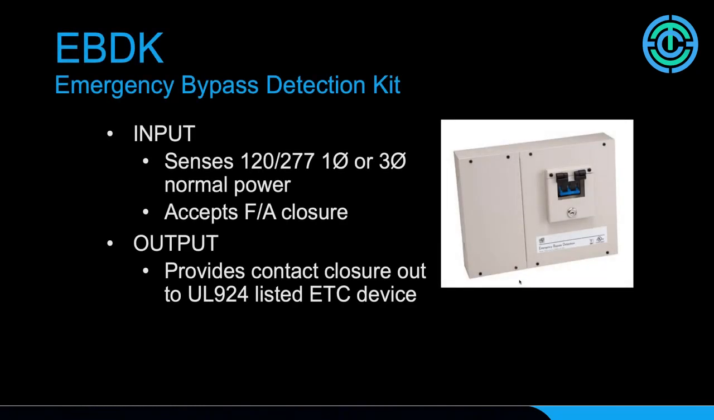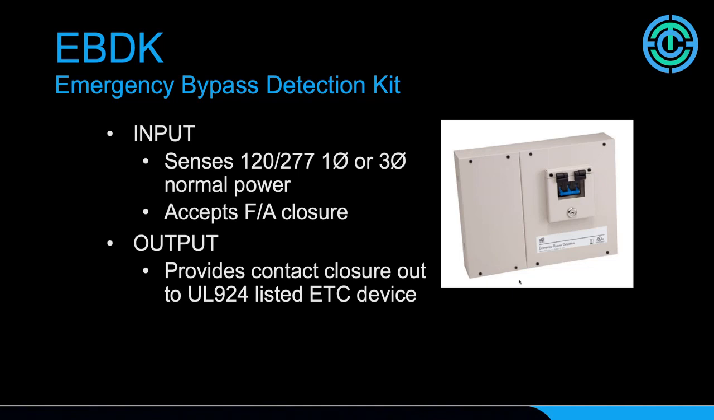EBDK is our emergency bypass detection kit. It is a very simple box. It is a UL 924 listed device. This box gets used obviously a lot on our lighting systems, but it definitely gets used in power monitoring systems for integrated AV solutions or broadcast solutions.